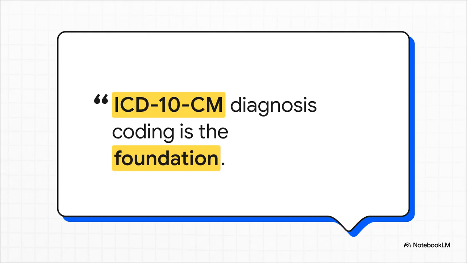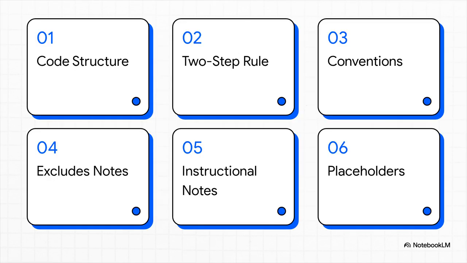Today, we're setting a real masterclass tone to help you conquer the first half of the ICD-10 CM official guidelines, ensuring you walk into test day with total confidence. So, here's our mental roadmap for today. Code structure, the two-step golden rule, conventions, excludes notes, instructional notes, and finally, placeholders and extensions. This structured breakdown is going to keep you right out of those common CPC traps.